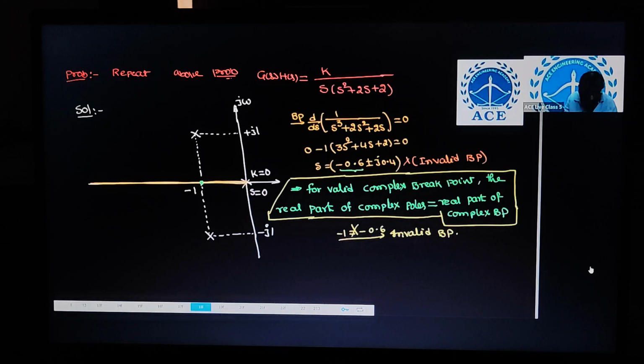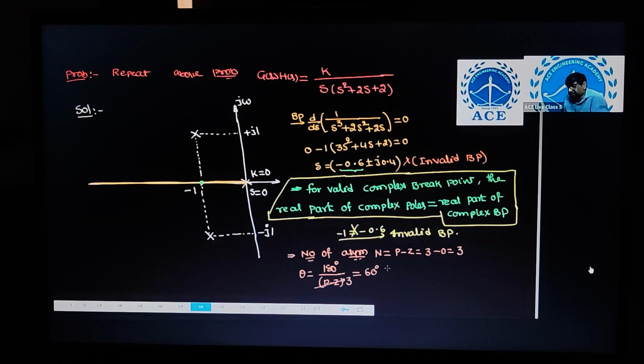Next, find the number of asymptotes, angle of asymptotes, and centroid. Come on, do it, all of you. Number of asymptotes N equals P minus Z. Angle of asymptotes is plus or minus 180 by P minus Z. P minus Z is 3, so 60, multiplied with odd numbers. 60 into 1, 60 into 3 is 180 degrees, 60 into 5 is 300 degrees.